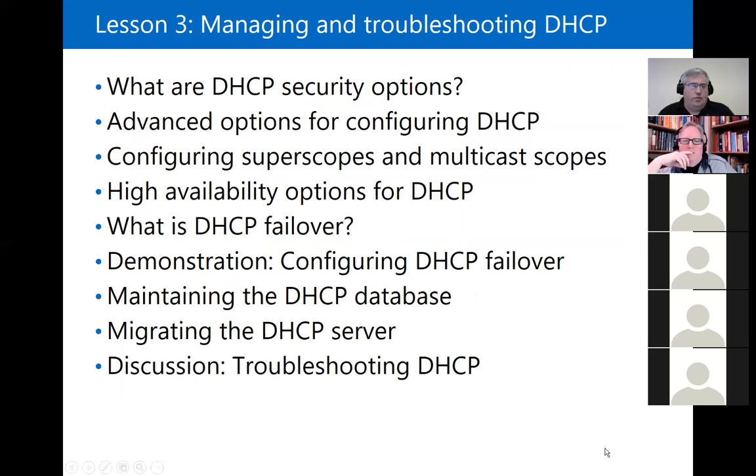All right, different security options and other options, failover, how to maintain the database, and troubleshooting. How are we doing on time, by the way? I got 208, not quite. All right.